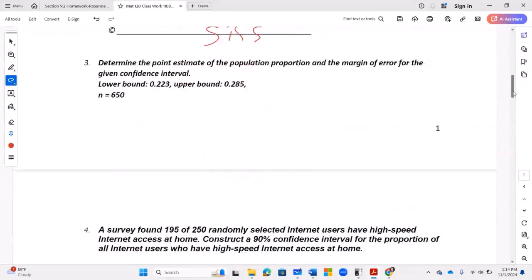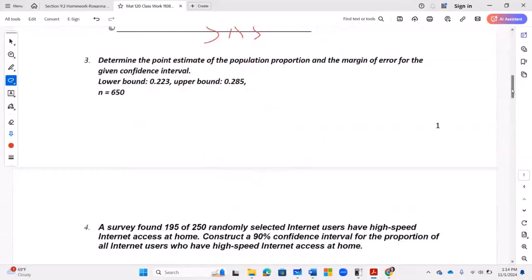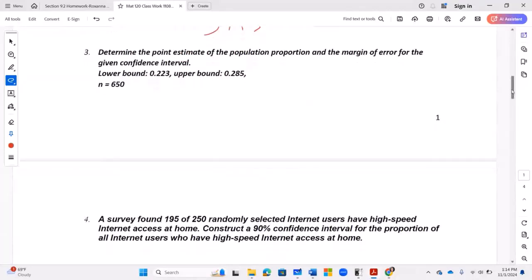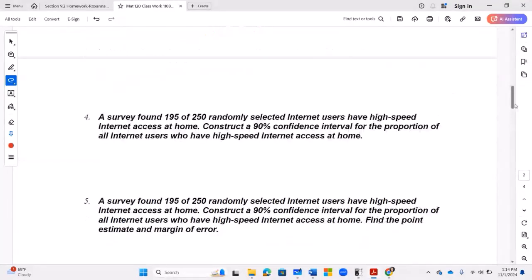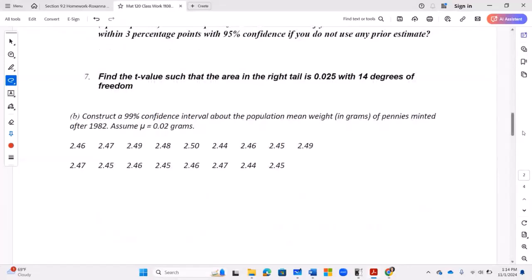Okay, number 3, we already did before. Whenever I'm given the lower bound and upper bound, I can always find the margin of error. I'm told to find the point estimate right here, and this is a proportion question, and then find the margin of error. All right.